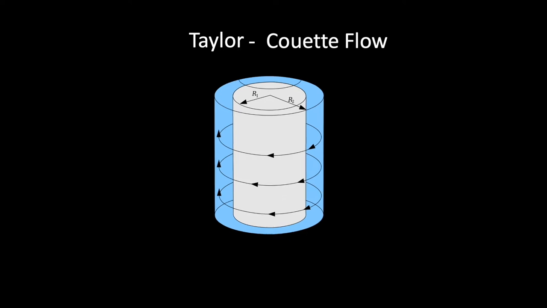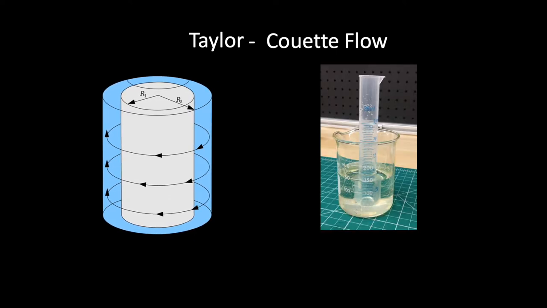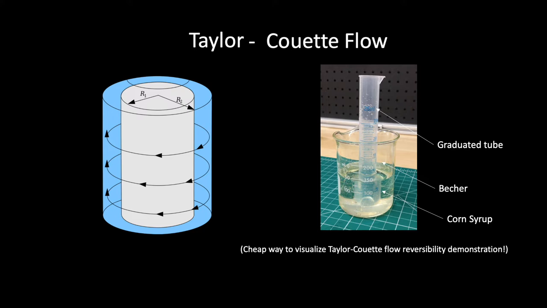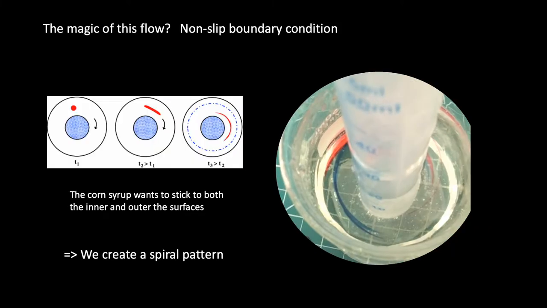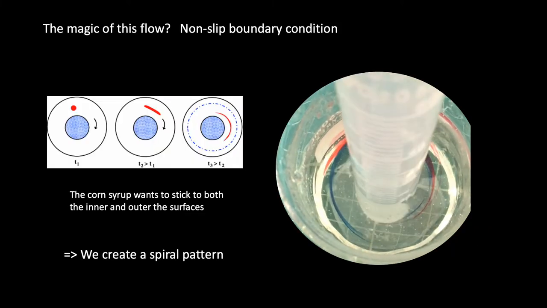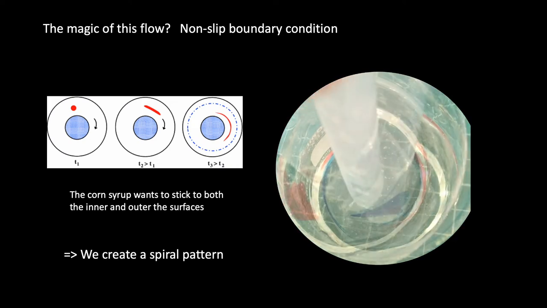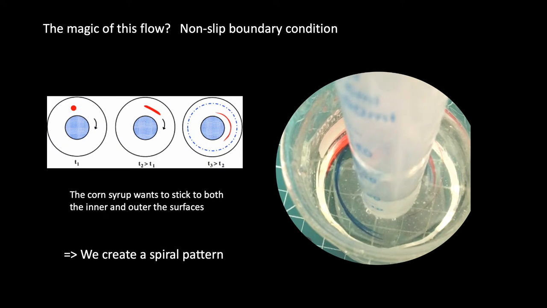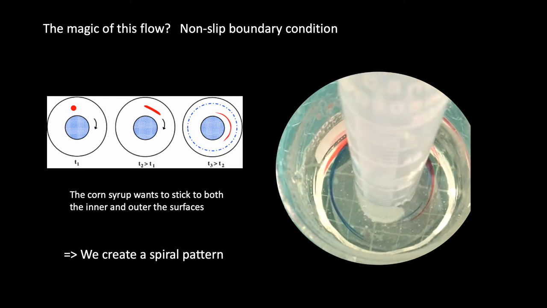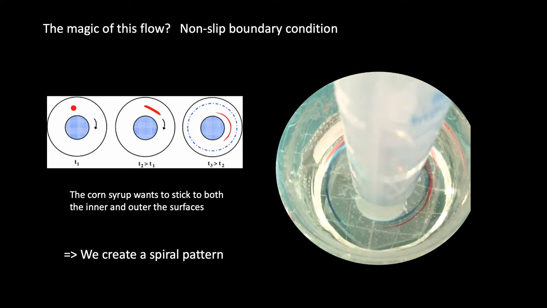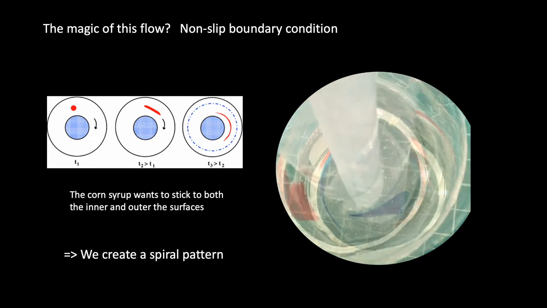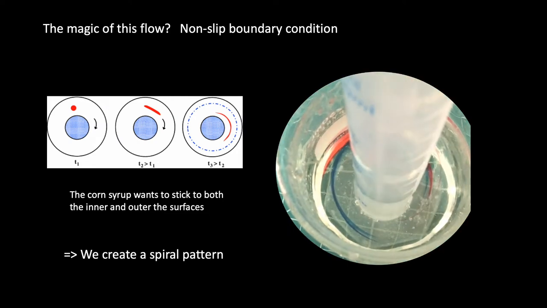A cheap way to reproduce this in your lab is to use just a beaker, fill it with corn syrup, and use a tube to reproduce the inner cylinder that you can then rotate. The magic of this flow comes from the no-slip boundary condition. The fluid we use, the corn syrup, really wants to stick to the inner and the outer cylinder. So if we look at the surface, we will see some nice spiral patterns, and this is actually the proof that we are in a viscous flow.